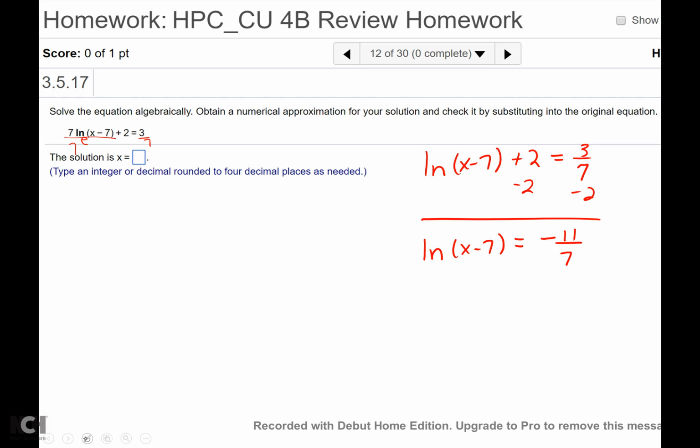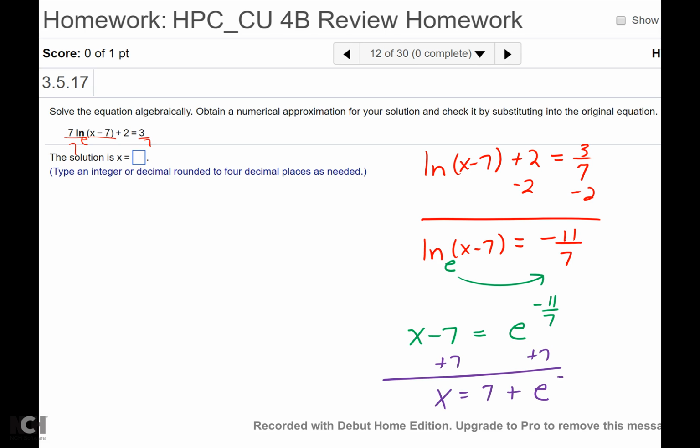So now I can roll the natural log, which is going to move the base over. So I have x minus 7 equals e to the negative 11 over 7. And then to get x alone, I'm going to add 7. So x equals 7 plus e to the negative 11/7. They want a decimal, so I need to type this in the calculator. So I type 7 plus e, second divide key, caret, parentheses, negative 11 divided by 7.